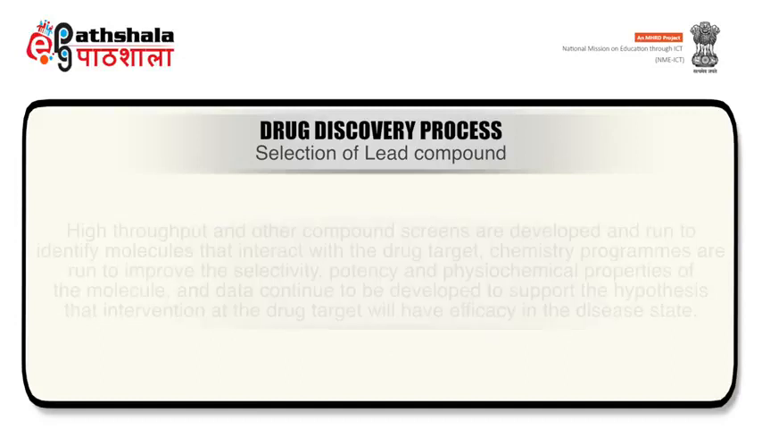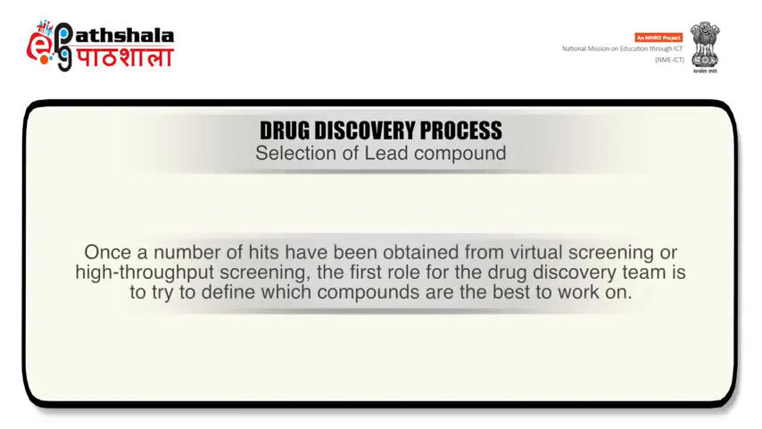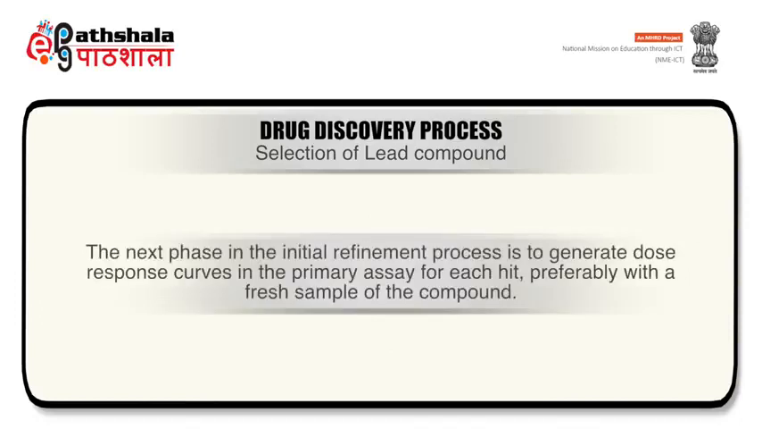Once a number of hits have been obtained from virtual screening or high throughput screening, the first role for the drug discovery team is to try to define which compounds are the best to work on. The next phase in the initial refinement process is to generate dose response curves in the primary assay for each hit, preferably with a fresh sample of the compound.